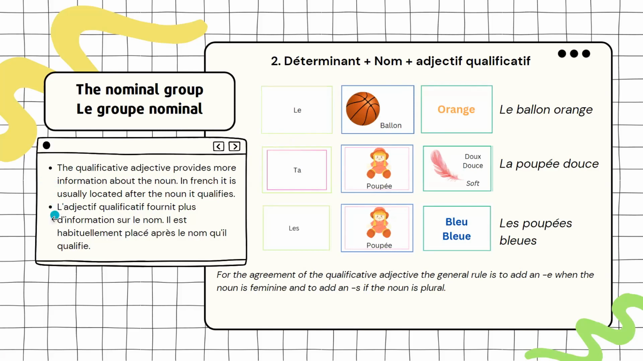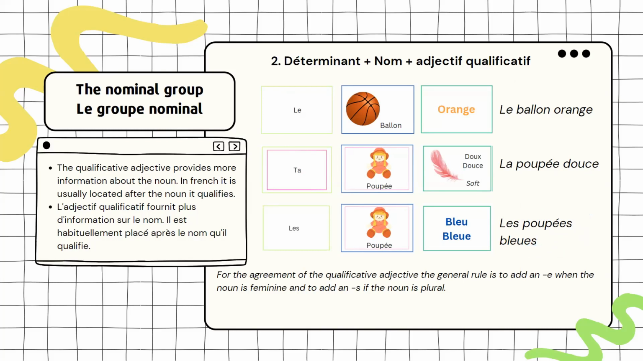Donc, l'adjectif qualificatif fournit plus d'informations sur le nom. Il est habituellement placé après le nom qu'il qualifie. Le ballon orange. Ta poupée douce. La poupée douce. Les poupées bleues. In regards to the agreement of the qualificative adjective, we're going to add the E when the noun is feminine, and we're going to add the S when the noun is plural. So we add the E for feminine, and we add the S for plural. E-S. Good. Let's move on.